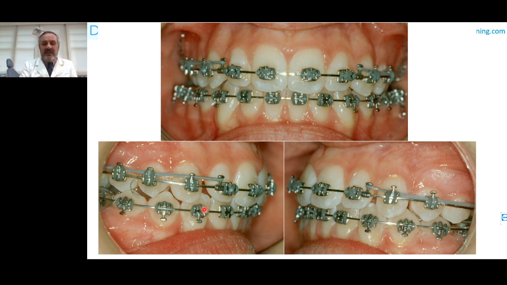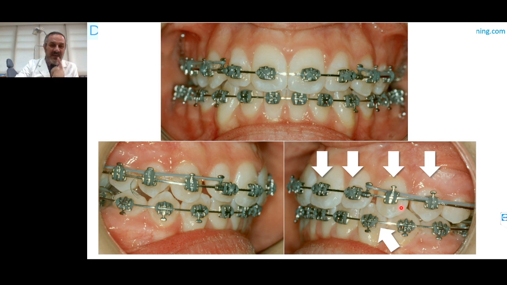The best is this. The first step is to put the canine in class 1 as soon as possible, engaged in class 1. The next step is to open the space between the canine and the lateral incisor. Here it's possible to put a crimpable hook or, in many cases, a loop, a preformed loop, or make the loop with the pliers. And on the crimpable hook, put an elastic chain or a coil spring or something like this, put the canine in and finish the case.